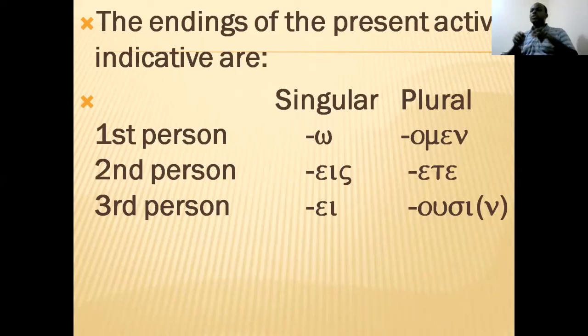The movable nu is placed at the ending of this third person plural verb when the word following it starts with a vowel. So the nu separates the vowel of the ending, there's this iota, and the following vowel. So that's primarily the function of the movable nu. That is why it's movable. So it could be there, it could not be there. But it doesn't cost you anything to put it there perpetually.